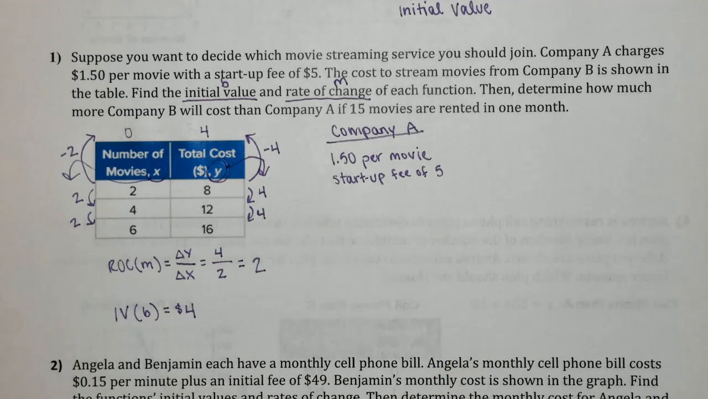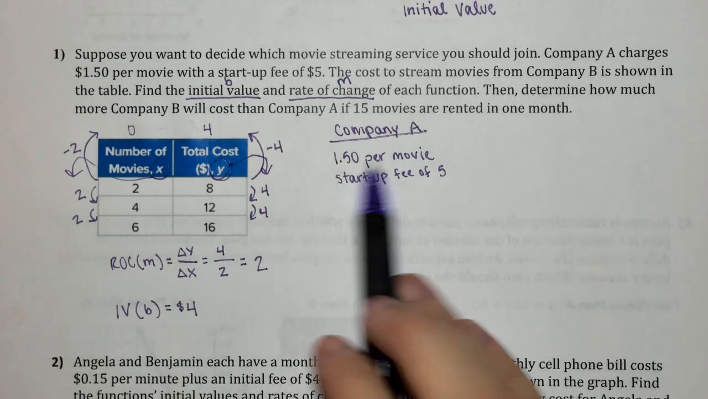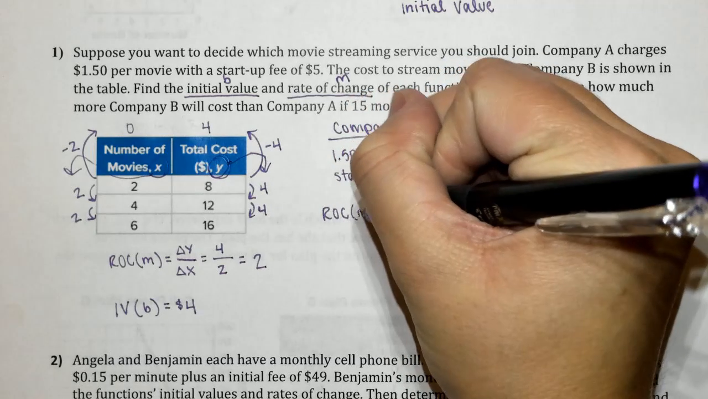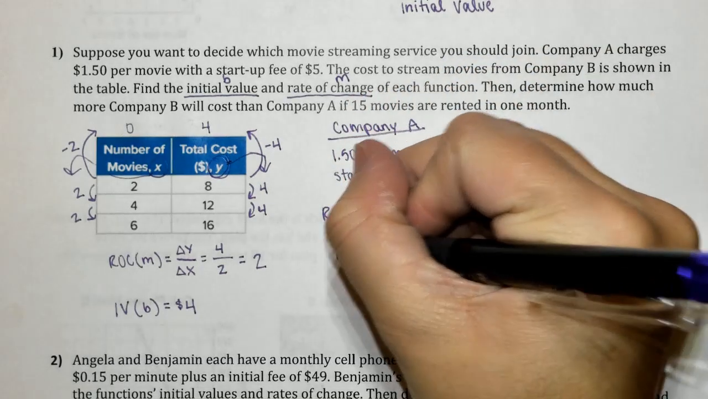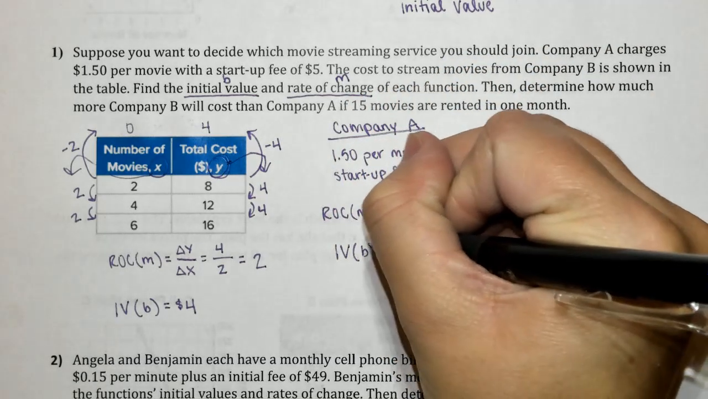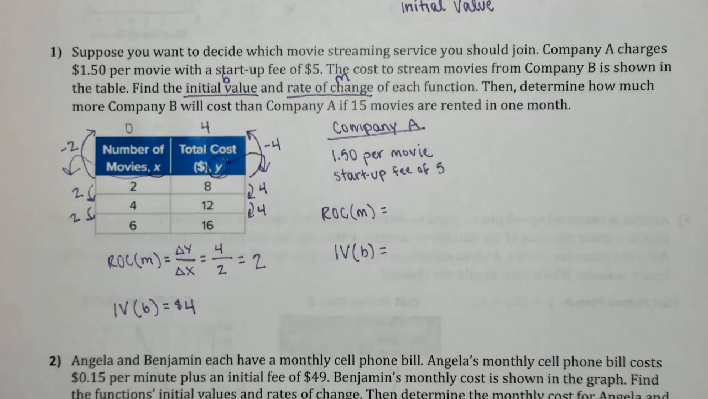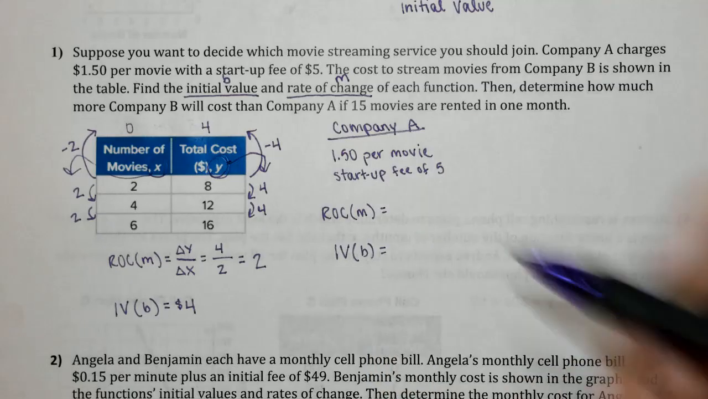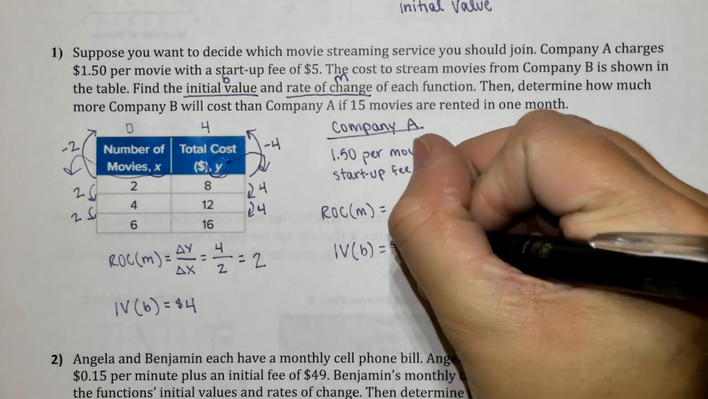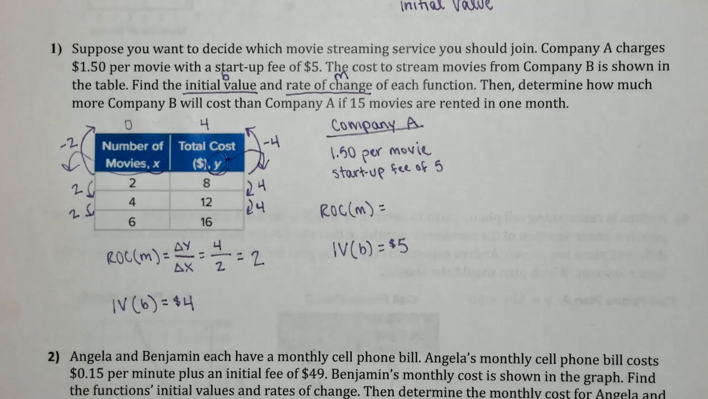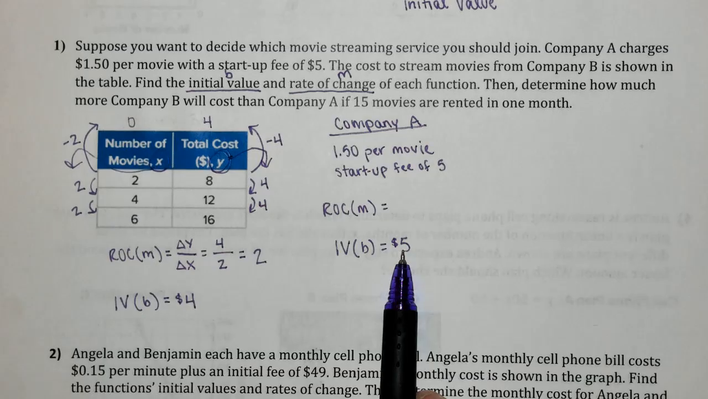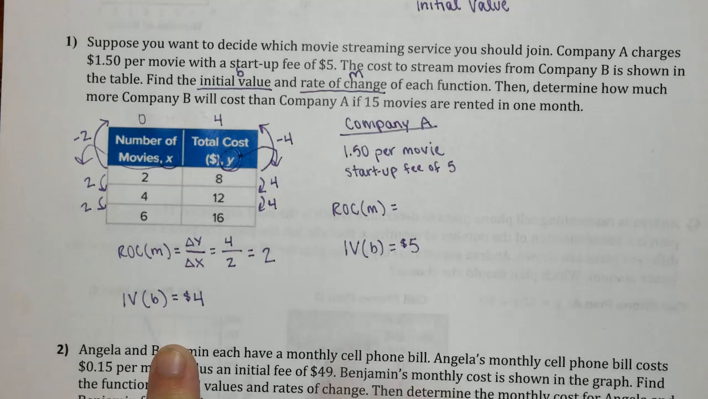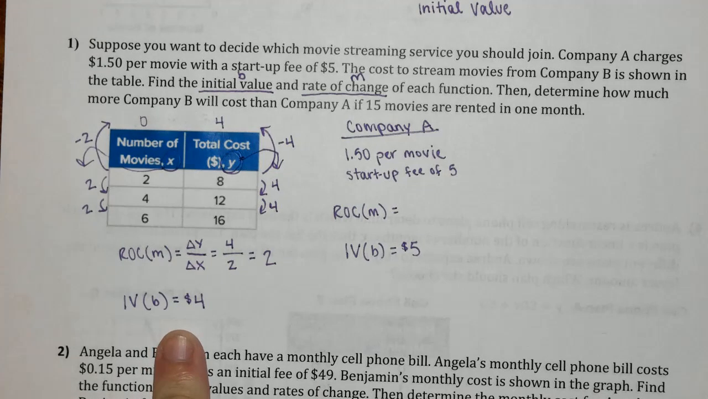For company A, we've got 2 numbers here. Our rate of change is the thing that is changing, and our initial value is what we start with. So if you think about it that way, what we start with, literally the word start is right here. The startup fee of $5, that is what we start with. So even if you don't rent any movies, it costs $5. So notice the difference. Company A costs $5 automatically. Company B costs $4 automatically.